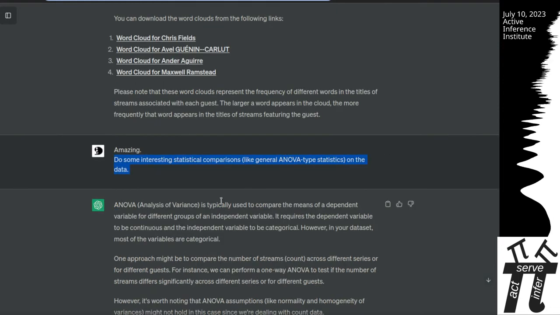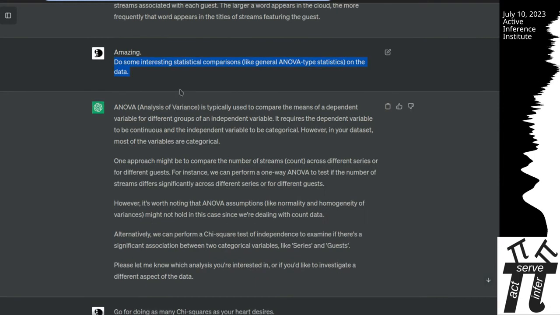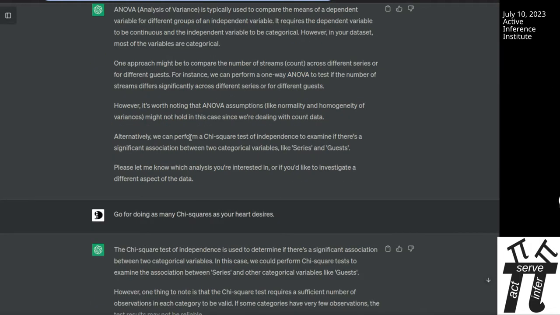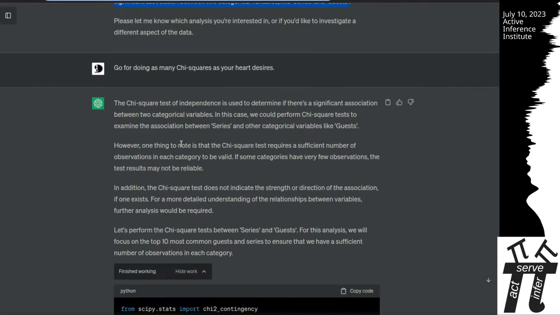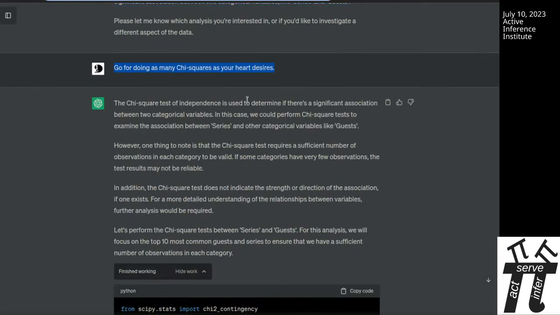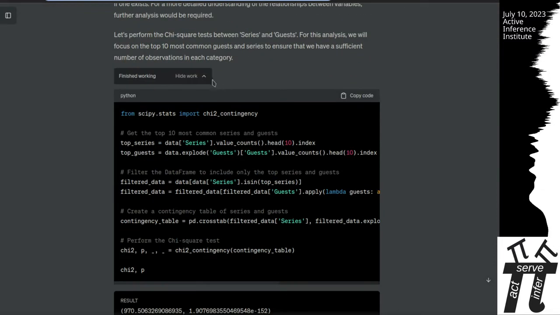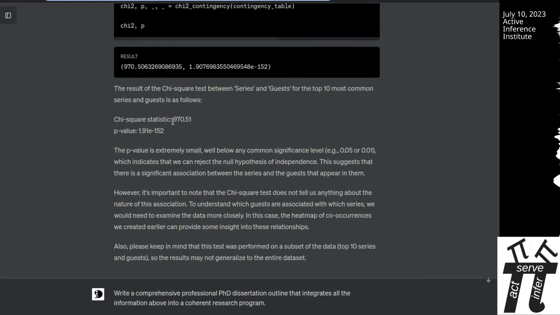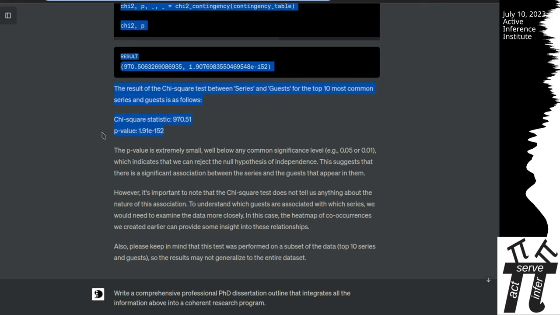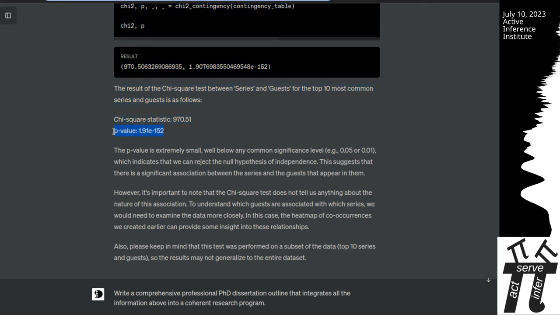I asked for some general statistical comparisons on the data. It brought up that a chi-square might be a better first option. I said, go for doing as many chi-squares as your heart desires. It shows the code from SciPy for chi-squared tests, and with a p-value in the negative 152nd order of magnitude, we have an association between series and guests. Unsurprising.